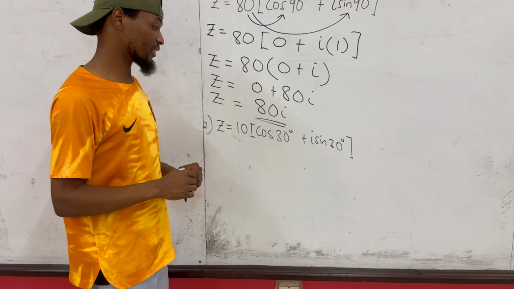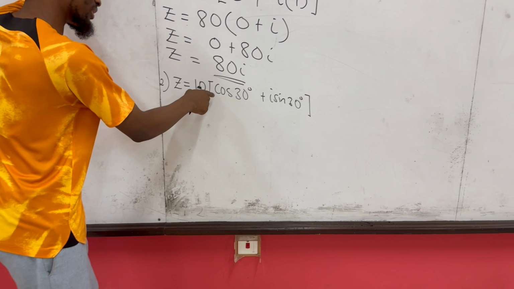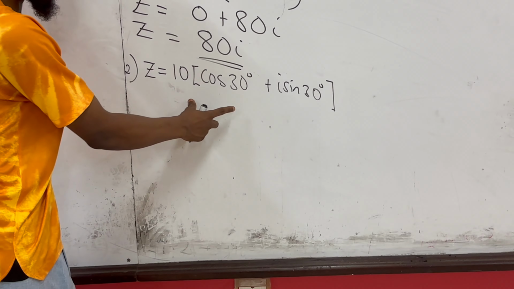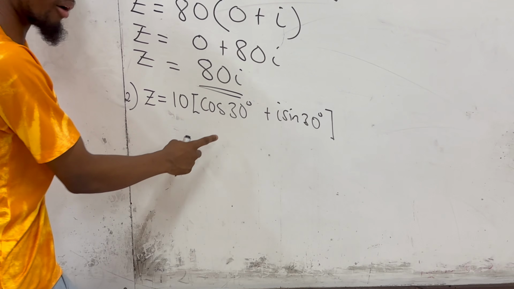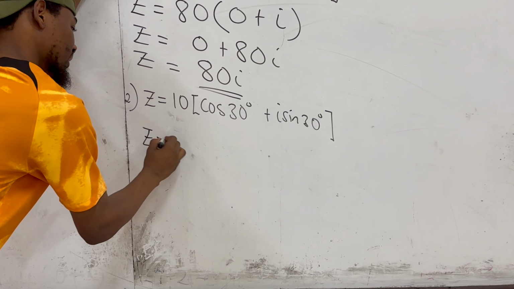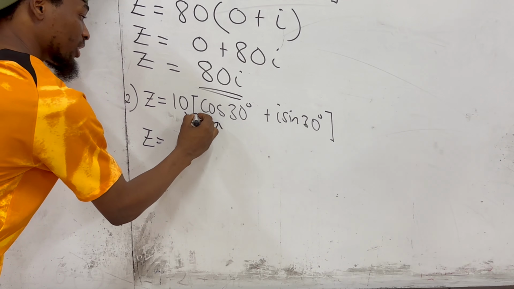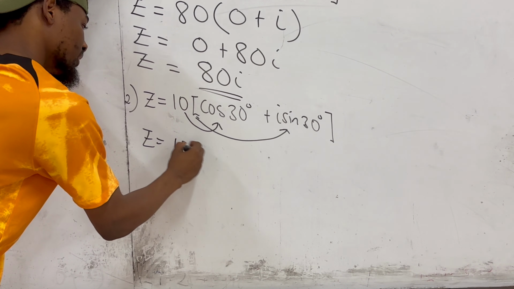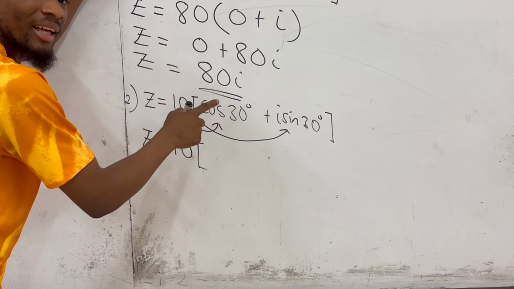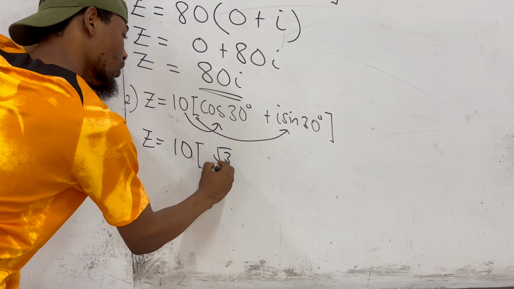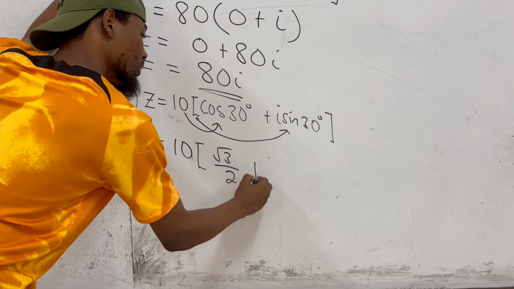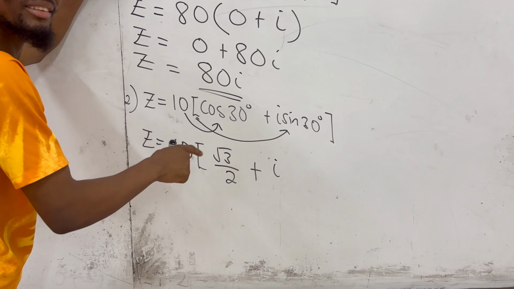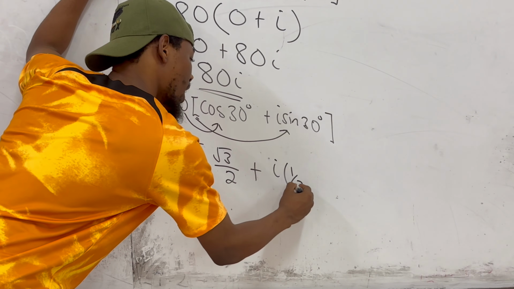Let's consider the second question. You have z equals 10 times cos 30 plus i sin 30. To convert this into the rectangular form, we said 10 multiplies this and multiplies what? Multiply the whole of that, okay? You have 10 cos 30 gives root 3 on 2. Then plus i sin 30 gives half. So I have 1 over 2.